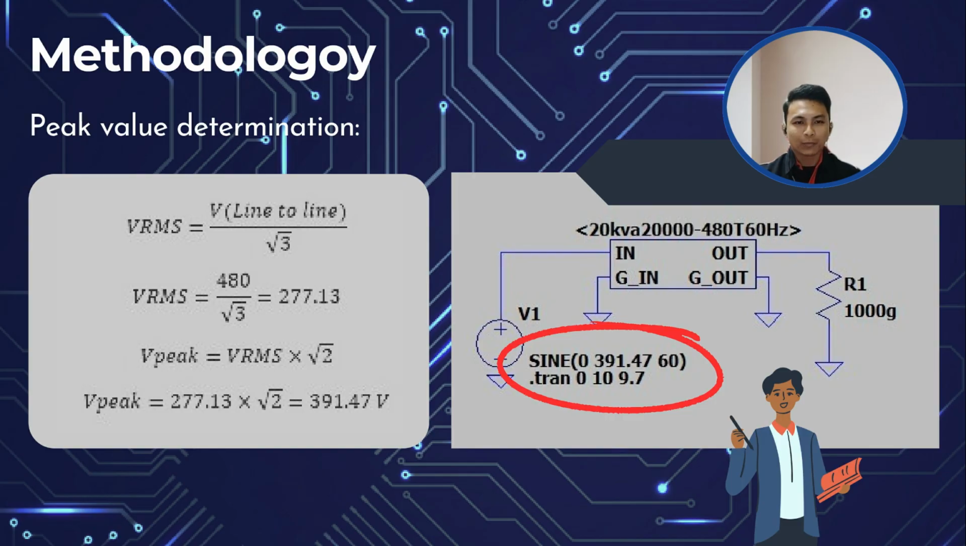Hi, I'm Salehen. I will brief about the methodology section. Before we determine the open circuit and short circuit values, first we must determine the peak value. From the given question, the RMS value for the transformer is 480 volt over root 3 and we get 277.13 volt. Next, if we want to simulate the given transformer in LTspice, we need the peak voltage value instead of the RMS value. To determine the V peak value, we multiply V RMS with root 2 and we get 391.47 volt.